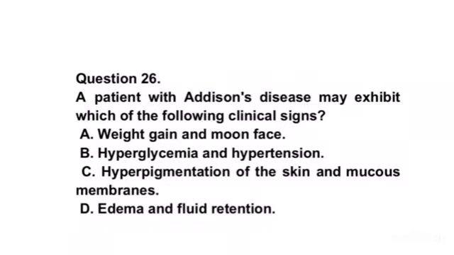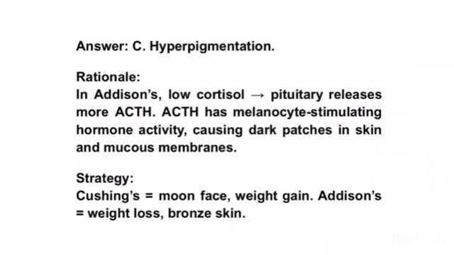Question 26. A patient with Addison's disease may exhibit which of the following clinical signs? A. Weight gain and moon face. B. Hyperglycemia and hypertension. C. Hyperpigmentation of the skin and mucous membranes. D. Edema and fluid retention. Answer C. Hyperpigmentation. Rationale: in Addison's, low cortisol leads to the pituitary releasing more ACTH. ACTH has melanocyte-stimulating hormone activity, causing dark patches in skin and mucous membranes. Strategy: Cushing's equals moon face, weight gain. Addison's equals weight loss, bronze skin.